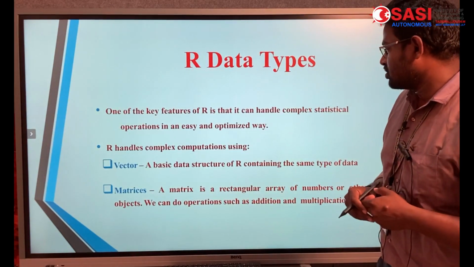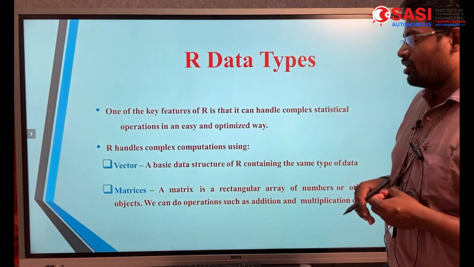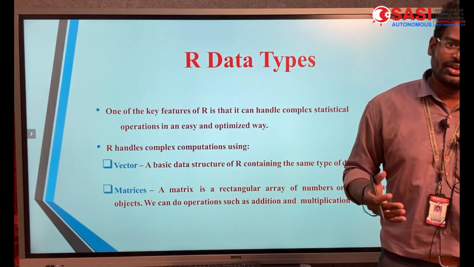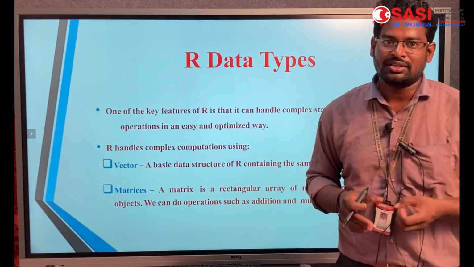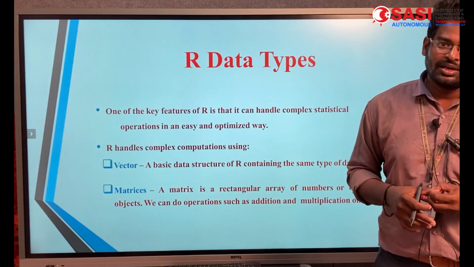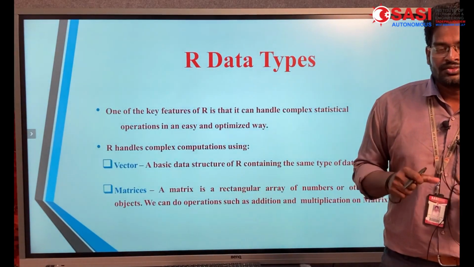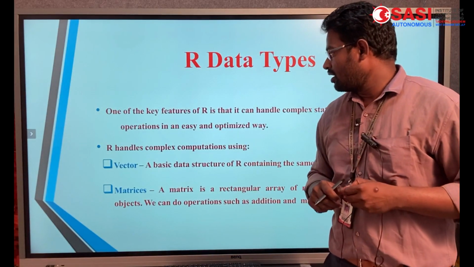And matrices. A matrix is a rectangular array of numbers or other mathematical objects. We have different ways to create a matrix in our programming: by using the matrix function, by using rbind, by using cbind, or by using dimensional functions. By using all these kinds of functions, we will create the matrix in our programming.